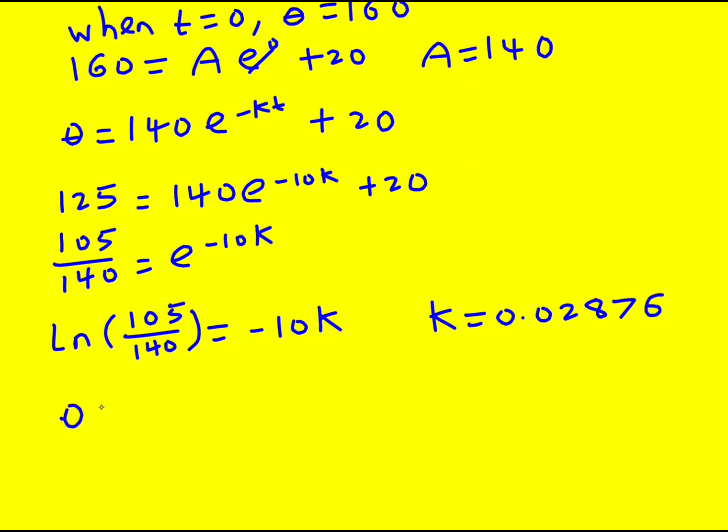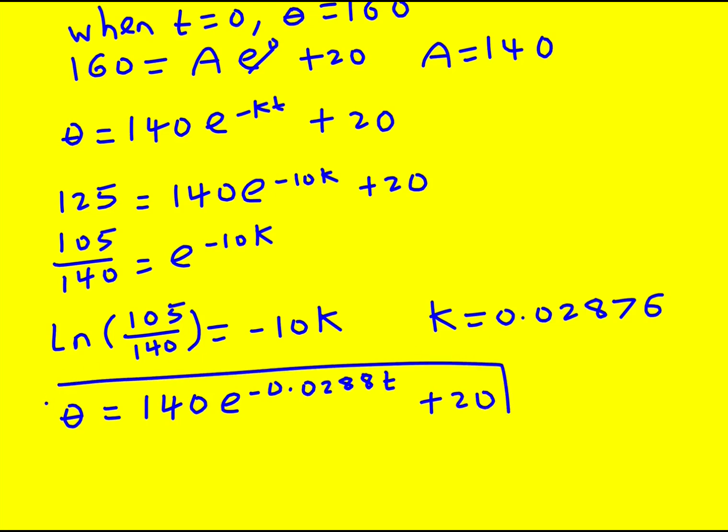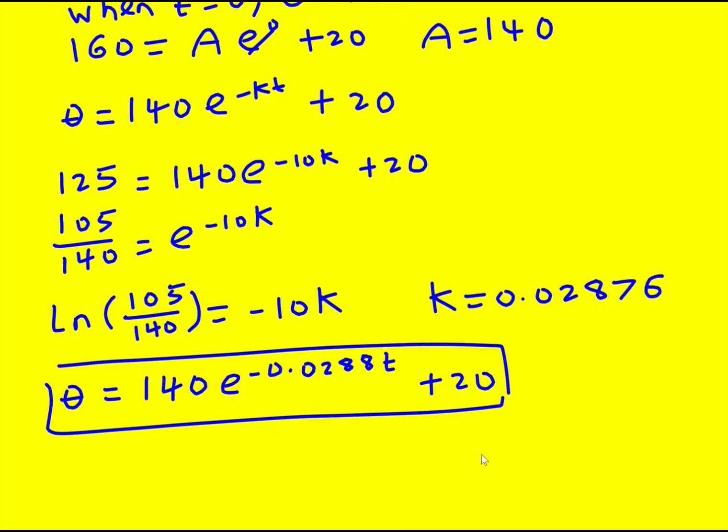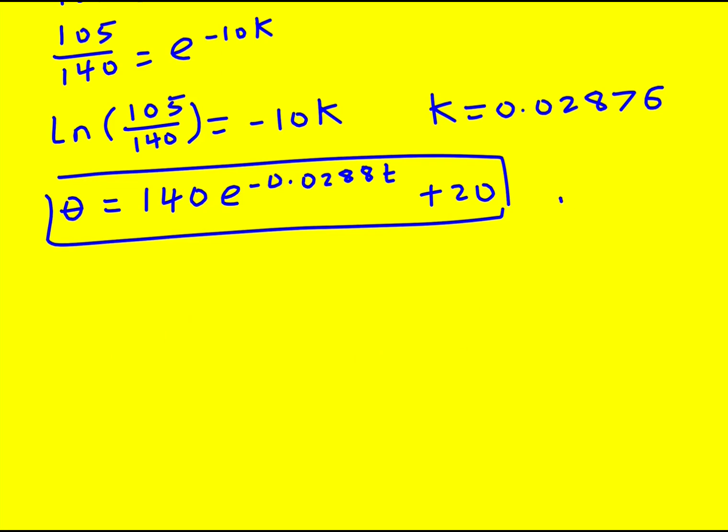So I left my answer, and this was accepted, by the way, to three significant figures: 140 times e to the minus 0.0288 times t plus 20. This is a great model for temperature decrease because let's just sketch it out. We're starting at 160. We've got this exponential decrease going on, but it doesn't go to zero. It is going to tend towards room temperature, which is actually what happens, much more realistic than just decreasing indefinitely.